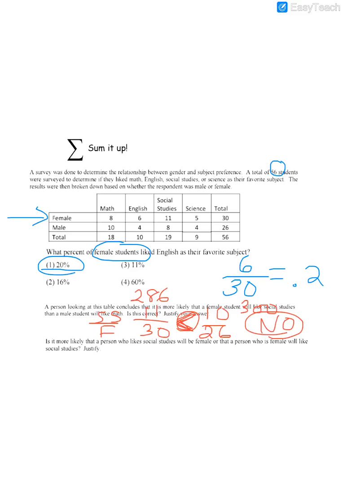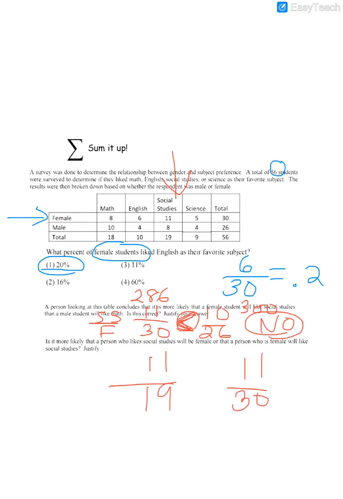All right, how about the next one? Is it more likely that a person who likes social studies will be female? So let's talk about this. Person that likes social studies, so let's start with the like social studies section down here. That's 19, is female. That's 11. Then a person who is female will like social studies. The number of people that are female are 30, and the number of people that like social studies are 11.